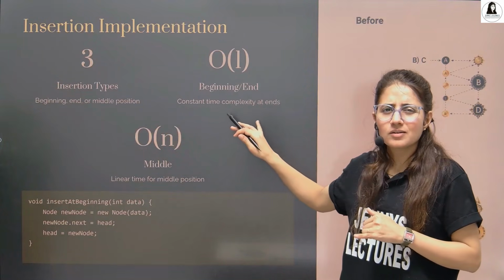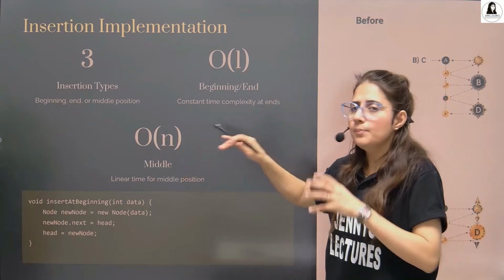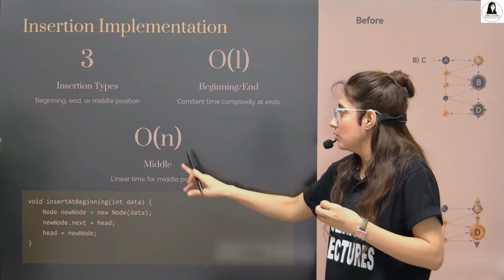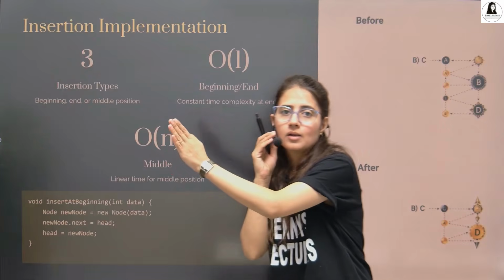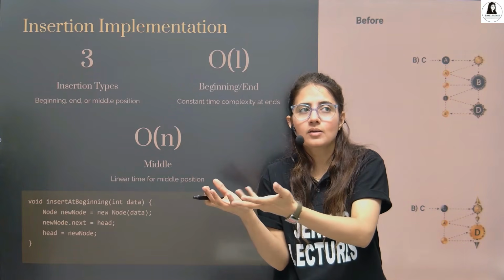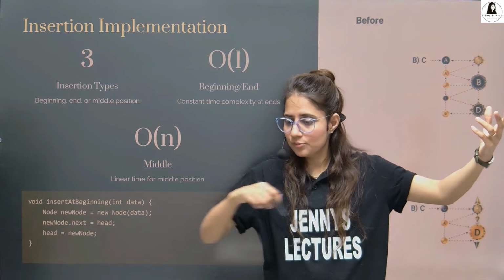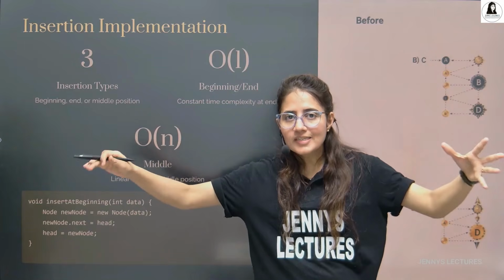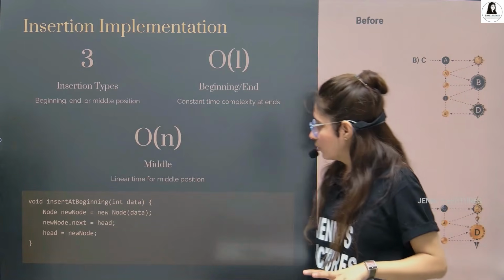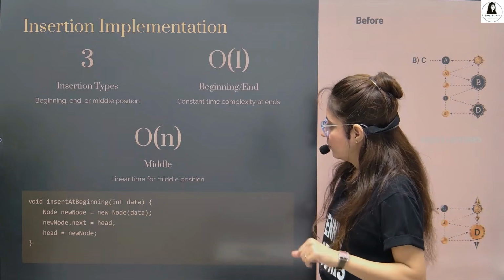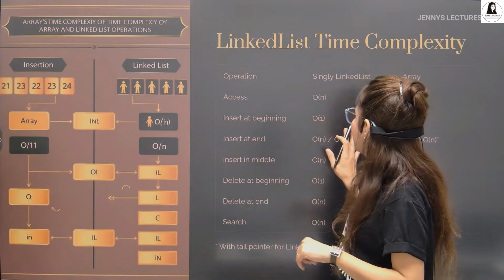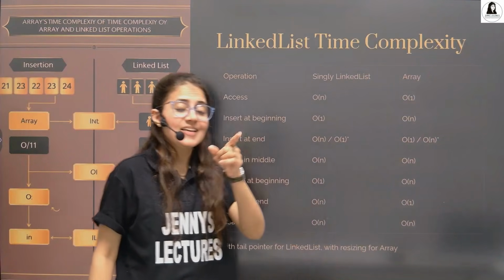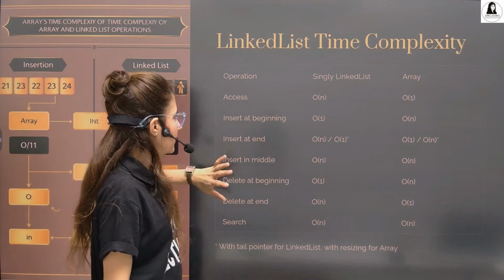So beginning and end take order of 1, but middle takes order of n. Yes, in middle, because obviously you have to go till the middle. So how to go there? We only have head, so you have to traverse. So in worst case, it's order of n, linear time for the middle position, right? Now these are some linked list time complexities.